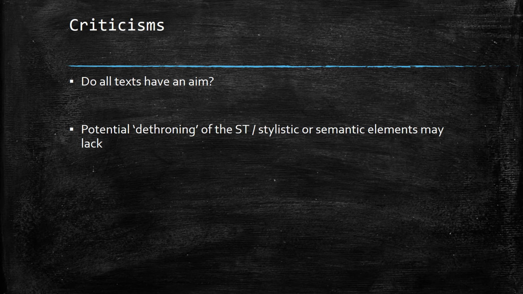There are various criticisms of the Skopos theory. One question is, do all texts have a skopos? If they don't, does the Skopos theory even exist? There's the question of potential dethroning of the source text, or the fact that stylistic or semantic elements may be lacking in the target text. And there's also the question of unnecessary jargon in the theory itself.